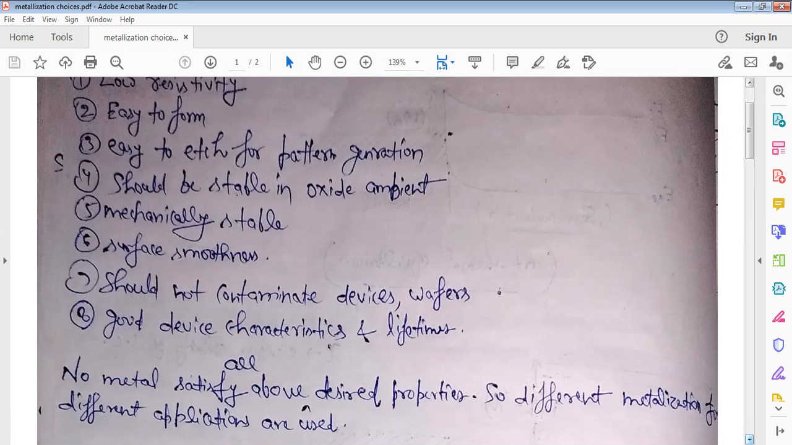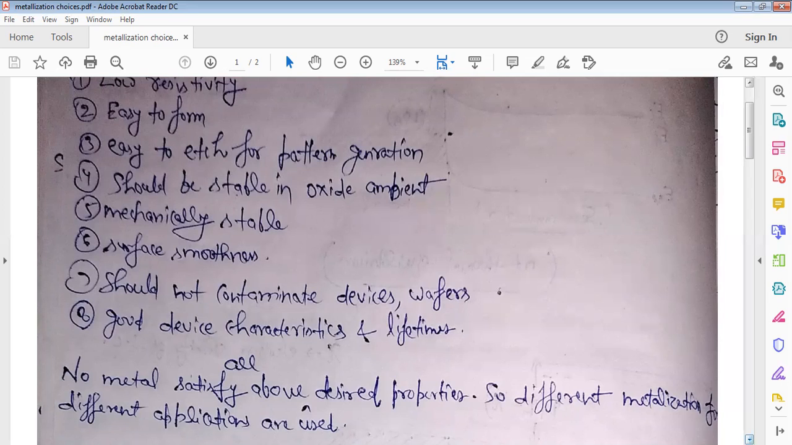But no metal satisfies all the above desired properties. Some metals can satisfy a few properties, some can satisfy a few others, but there are drawbacks in all the materials. So, for VLSI technology engineers, the researchers are looking for the best metal that can satisfy all these properties.